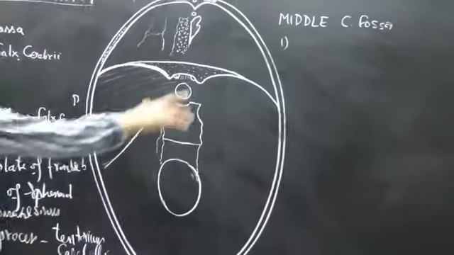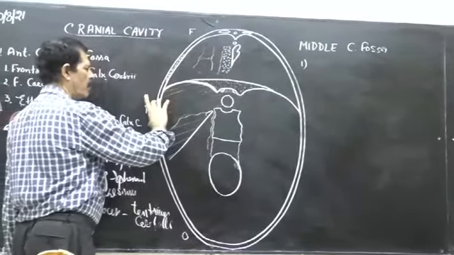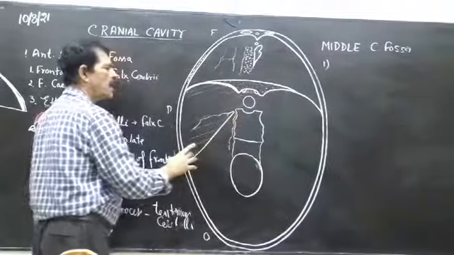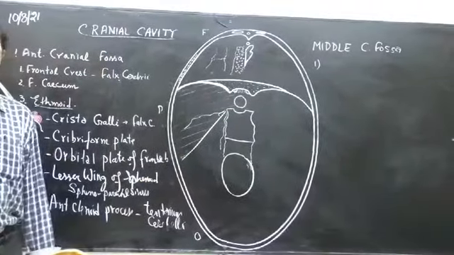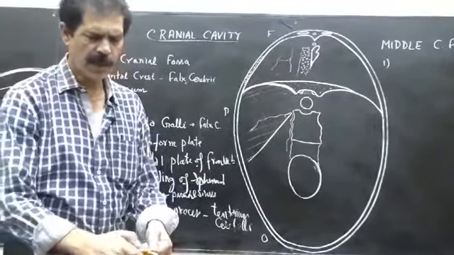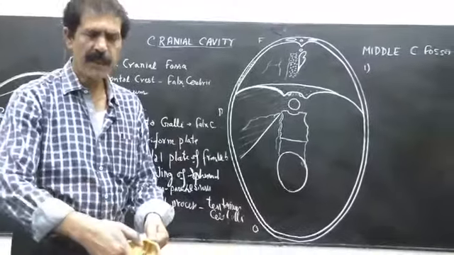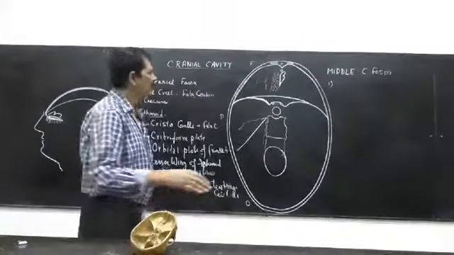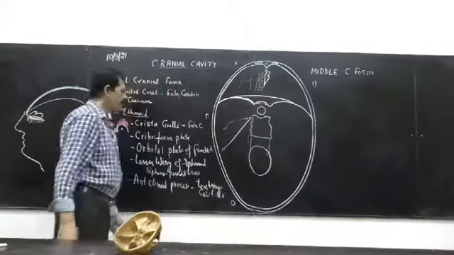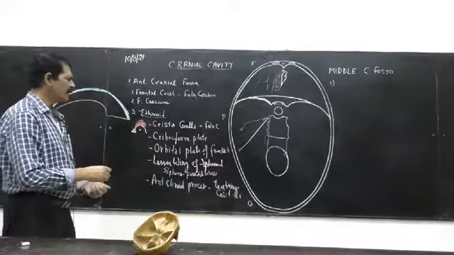Anteriorly it is bounded by the frontal and the lesser wing of the sphenoid, laterally by the parietal bone, and posteriorly here this line represents the petrous part of temporal bone. So this constitutes this small area which is called the middle cranial fossa. It is very deep, and this concavity lodges the sphenoparietal sinus where it lies.